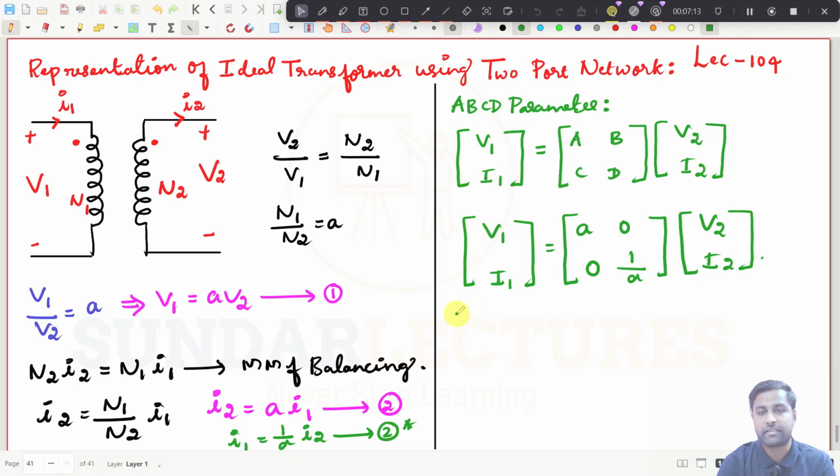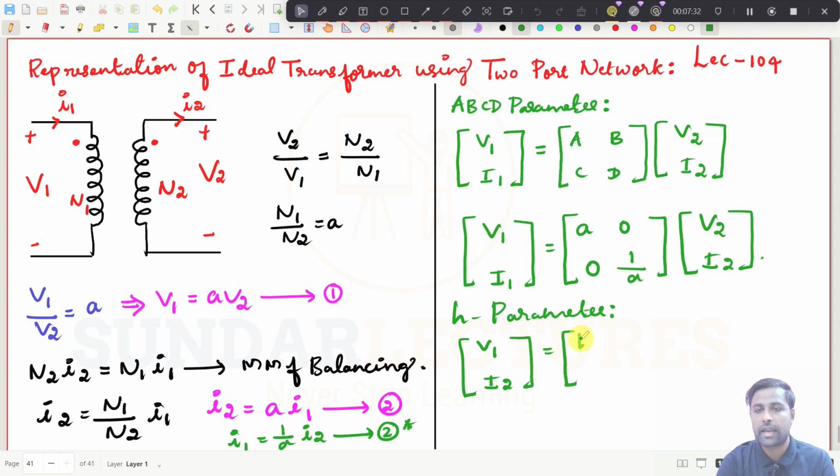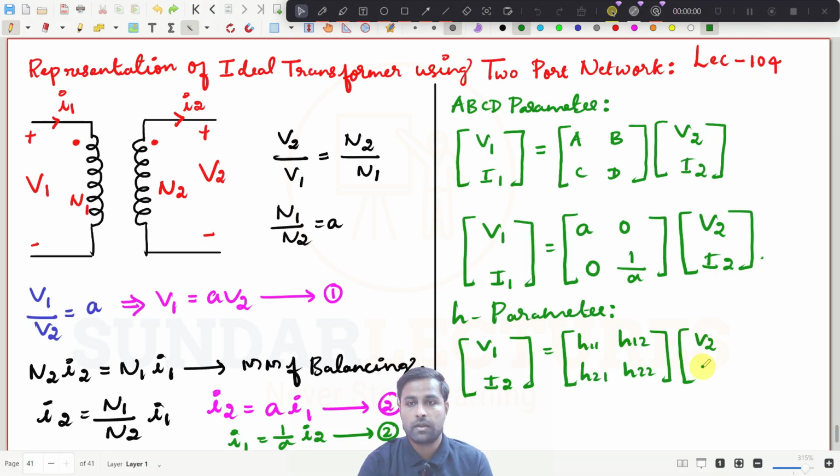What is the H parameter? See here, I will write that also. I will write it simply. See, this is V1 and I2. V1, I2 should be equal to H11, H12, H21, H22, multiplied by V2 and I1. This is I2, right? So you can write like this.